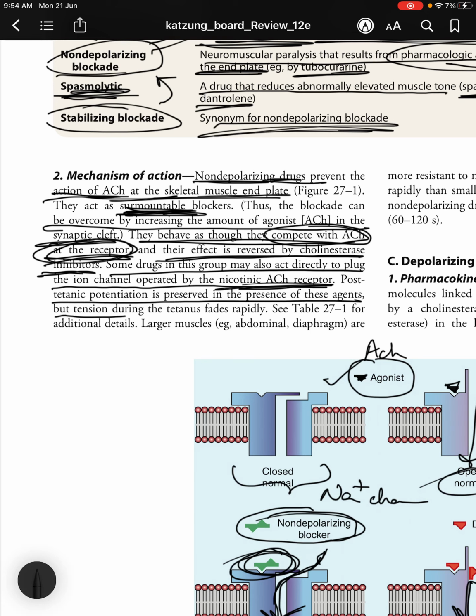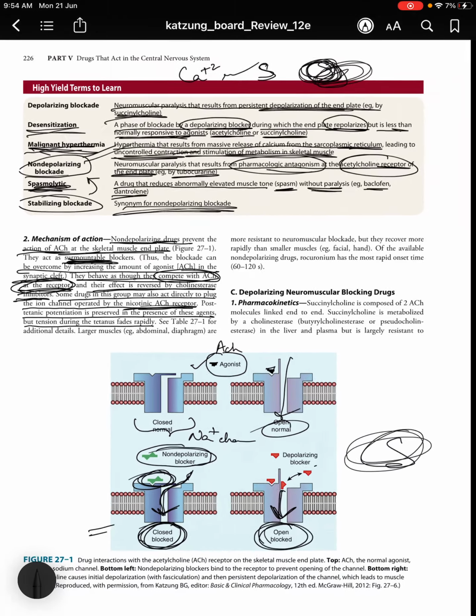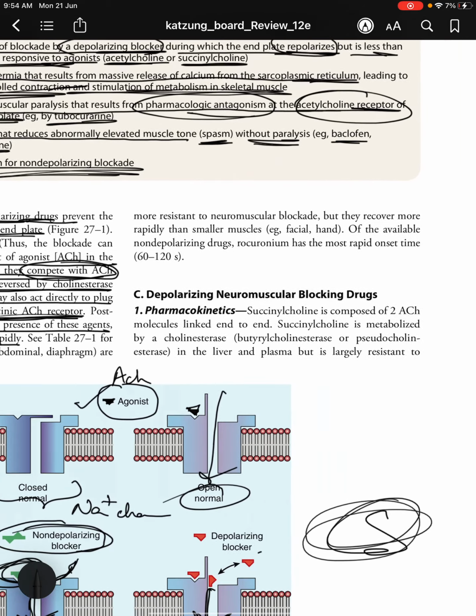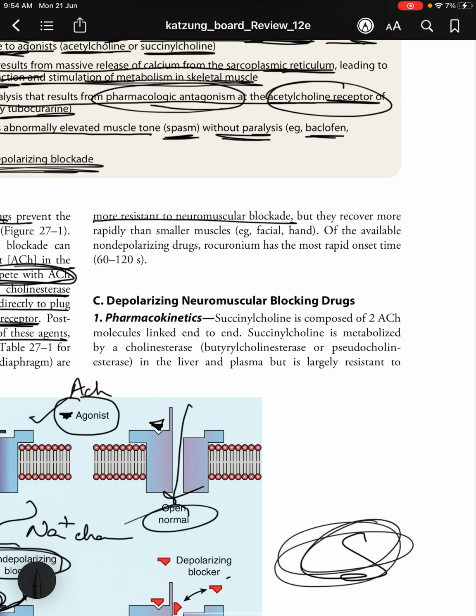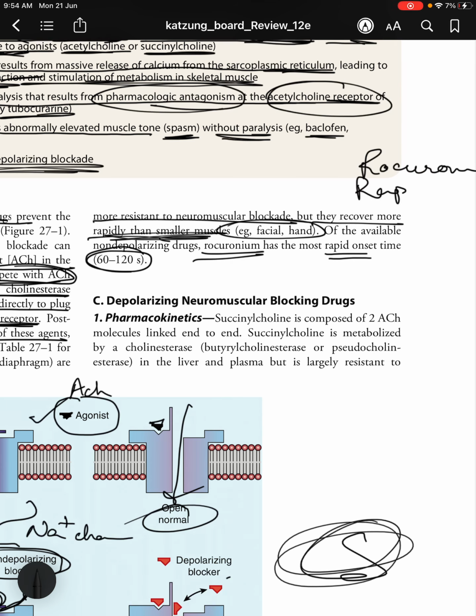Post-tetanic potentiation is preserved in the presence of these agents, but tension during tetanus fades rapidly. Larger muscles such as the abdominal muscles and the diaphragm are more resistant to neuromuscular blockade, but they recover more rapidly than smaller muscles such as facial muscles and hand muscles. Of the available non-depolarizing drugs, rocuronium has the most rapid onset time, 60 to 120 seconds. So rocuronium is rapid, R for R.